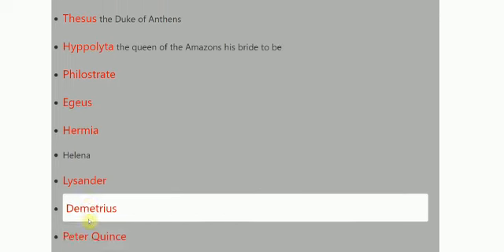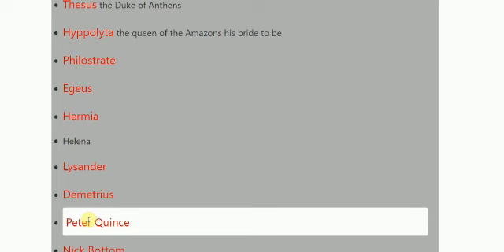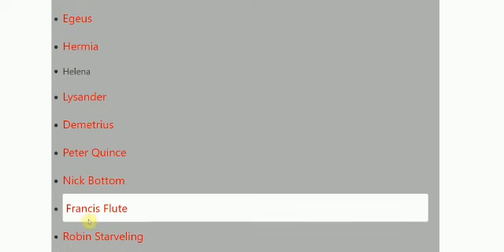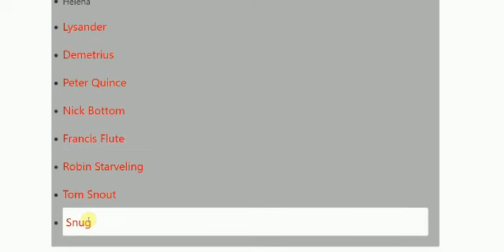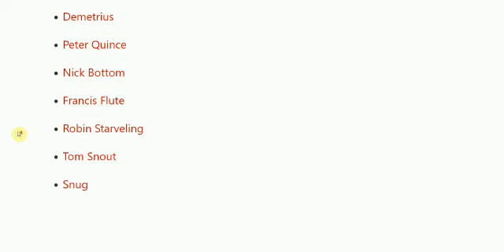And then we have Peter Quince, the leader of the workers, and we have Nick Bottom, Francis Flute, Robin Starveling, Tom Snout, and Snug. These are the characters that feature in this Act 1, Scenes 1 and 2.